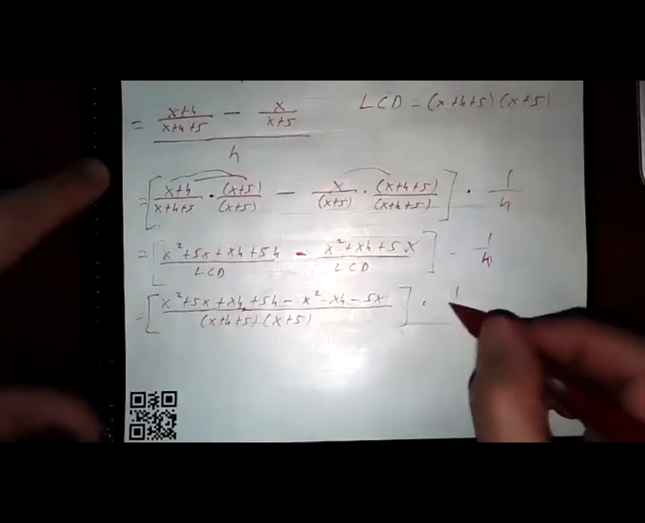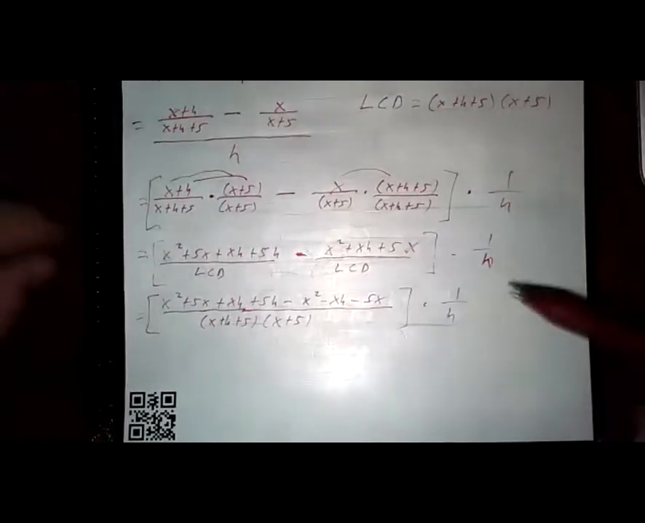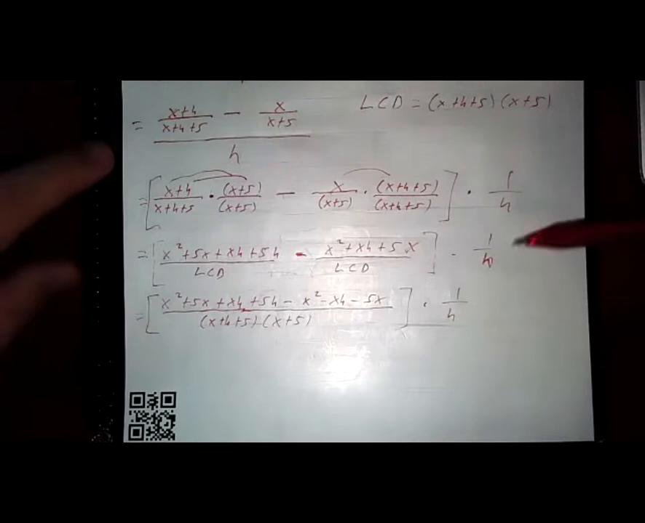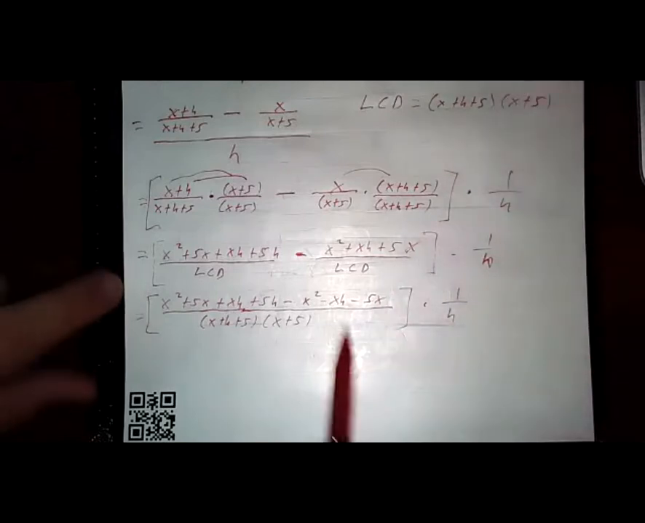This whole time I've been working on the top of this complex fraction. But if I go ahead and divide by h, that's the same as multiplying by 1 over h. So I'm going to do this at the very end. So I'm just going to keep working on this.